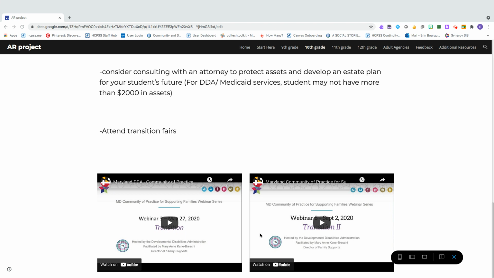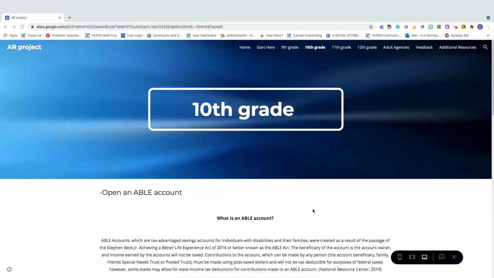And then the last step would be to continue attending those transition fairs. It's just really important to hear the information multiple times, maybe several times a year, every year, so that you know, okay, what's coming. And I included the webinars from DDA that they did this year on transition for your convenience to watch.